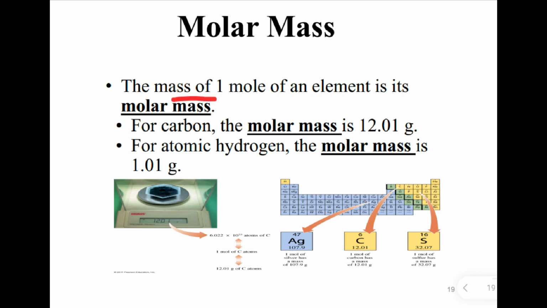Molar mass is defined as the mass of 1 mole of an element is molar mass.